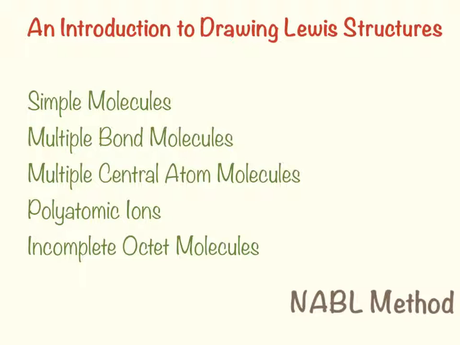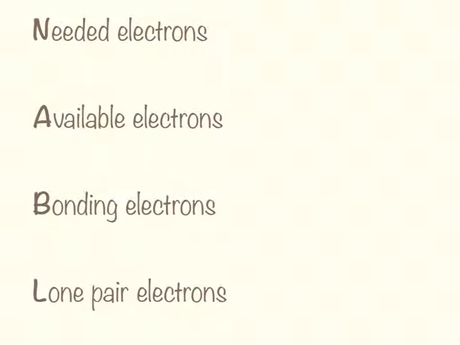During the course of this video, we will draw the Lewis structures for simple molecules, multiple bond molecules, multiple central atom molecules, polyatomic ions, and incomplete octet molecules. We will use the NABL method to calculate the number of bonds and lone pairs needed to complete the Lewis structure. We will start with an overview of the NABL method.